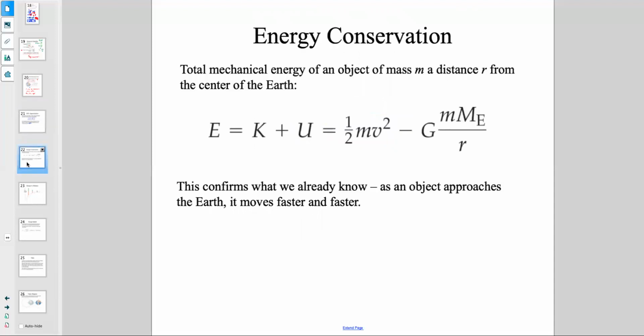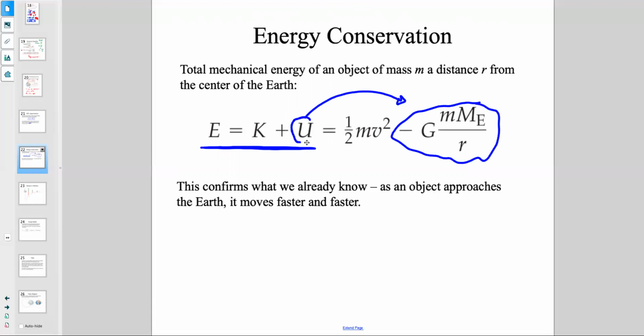Energy conservation. So total mechanical energy. Remember the total mechanical energy from previous chapters. It was E, and it was K plus U of an object of mass m at distance r from the center of the Earth. So remember that I just use the actual formula for U. K is always half m v squared, but U is not always mgh. U is always negative G m M_E over r.